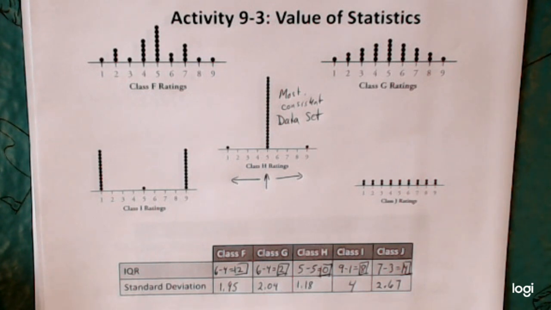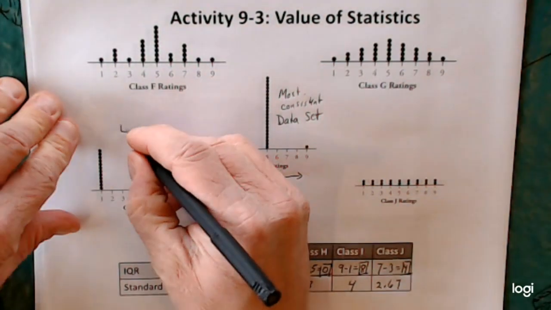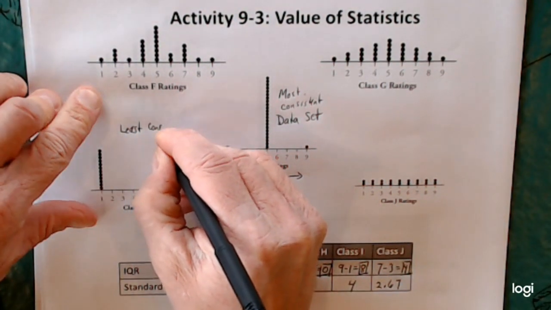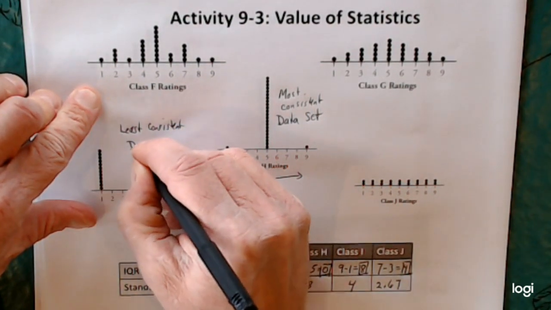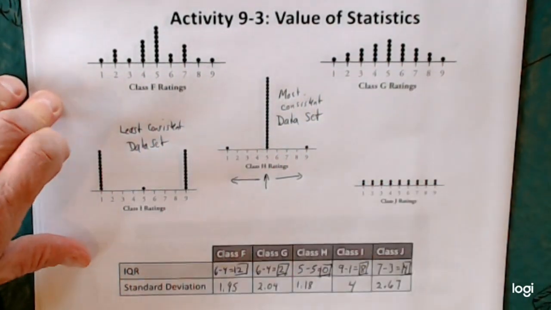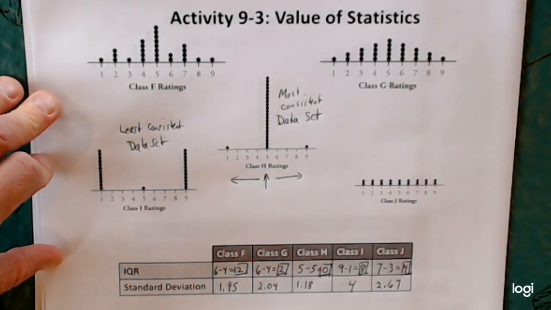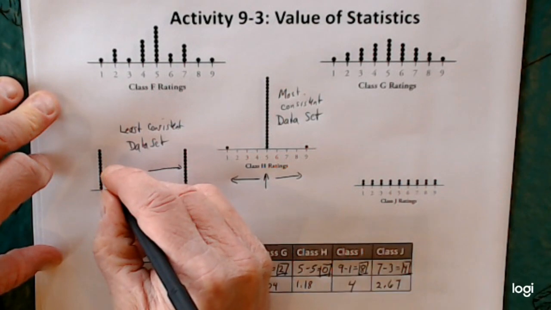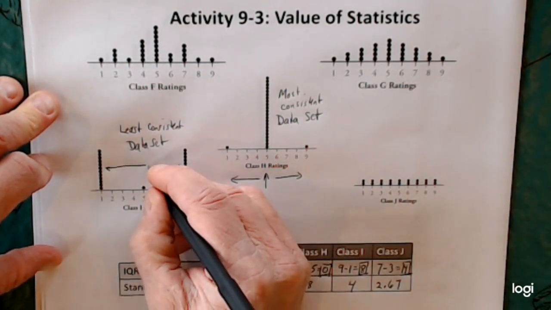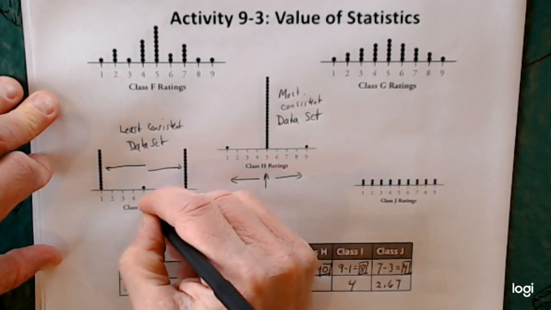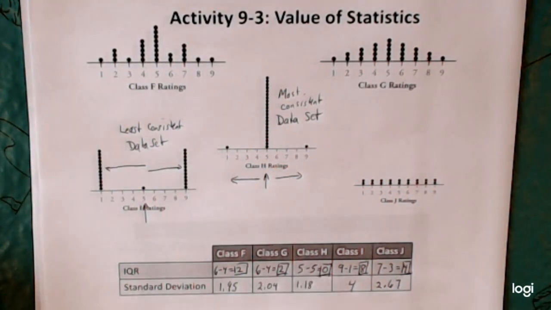On the other hand, which class had the largest values for the spread? Class I had an IQR of 8 and a standard deviation of 4. So that's our least consistent data set. Again, that should make some sense. The data is very spread out. Students scored either very well or very poorly. Our mean is still 5, but there's a lot of deviation from that mean, either on the high side or the low side.